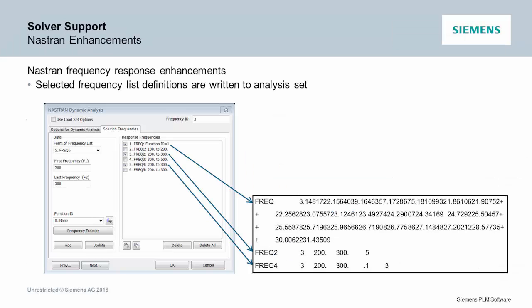Just to give an example, if you pick certain ones in the analysis setup, those are the ones that go out. And we read these just as well as write these, so it'll bring in all the different FREQ cards from your Nastran bulk data files.